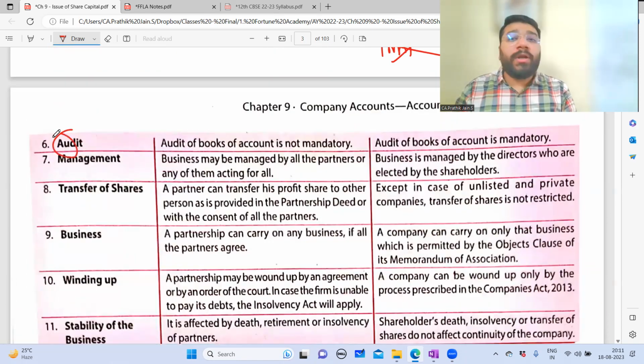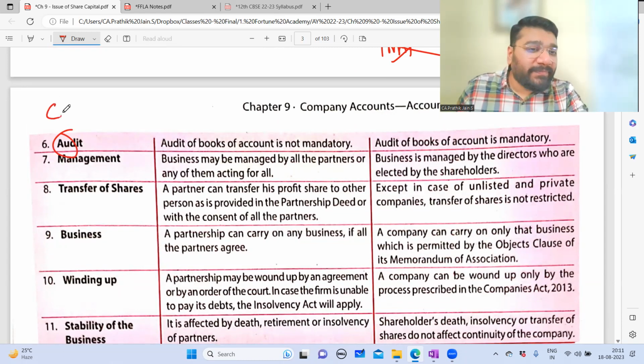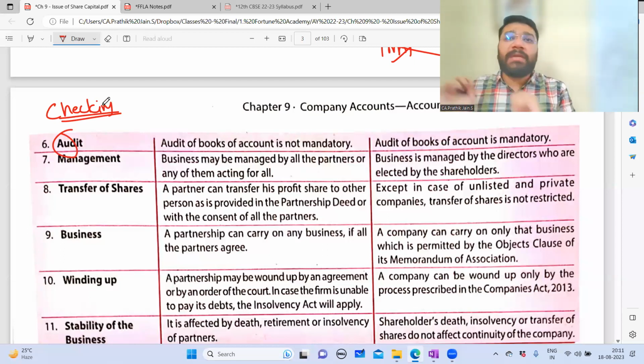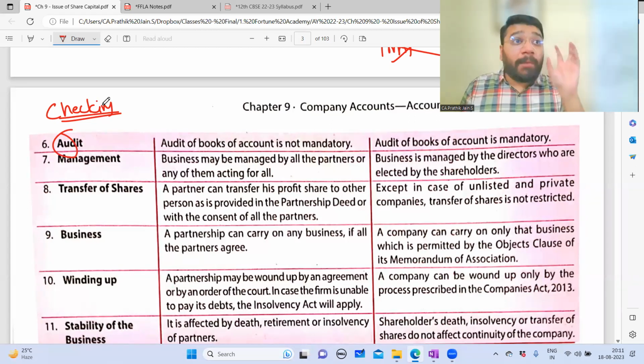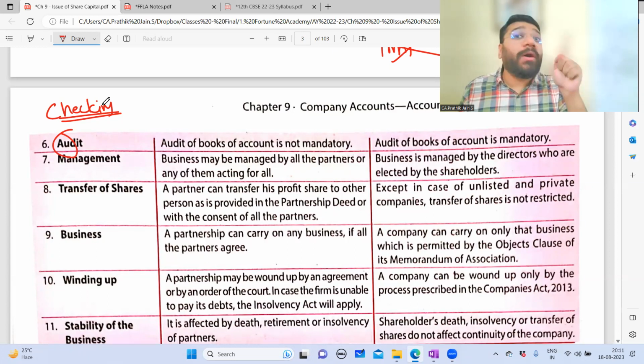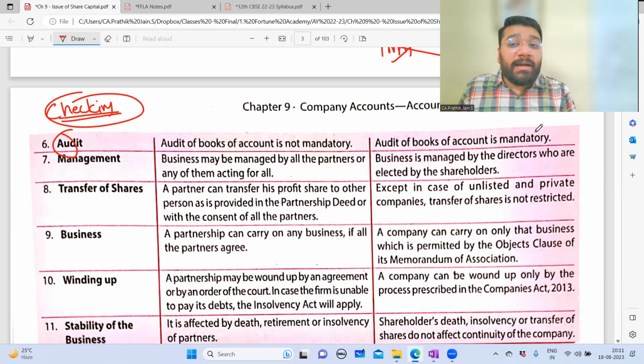Can somebody tell me what is the meaning of audit? Audit means what? Checking. Now, guys, in a company, supervising is the right term. In a company, what happens? The accountant does the routine work. Mistakes can happen in two ways: either he can make the mistake mistakenly, or he can do it purposely. So the Companies Act, the rule book, says that a company has to compulsorily get its accounts checked, audited by a chartered accountant. It is mandatory. So checking of the accounts is compulsory under the Companies Act.